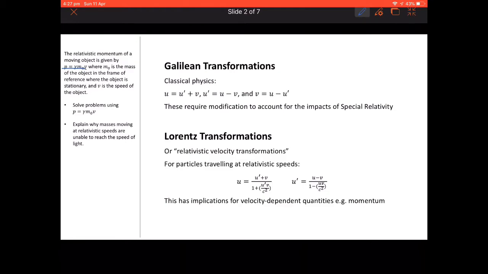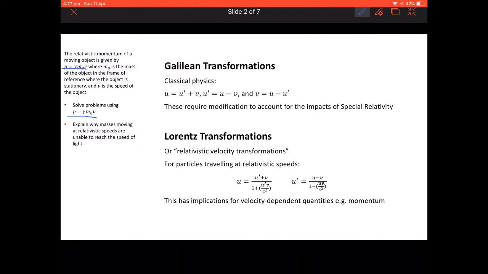In Stage 2 physics, you'll be expected to be able to solve problems using this equation, and you'll also need to be able to explain why moving masses at relativistic speeds are unable to reach the speed of light. And just a reminder that relativistic speeds refer to speeds that are greater than or equal to 3/10 of the speed of light. So previously in relativity, we were looking at Galilean transformations.